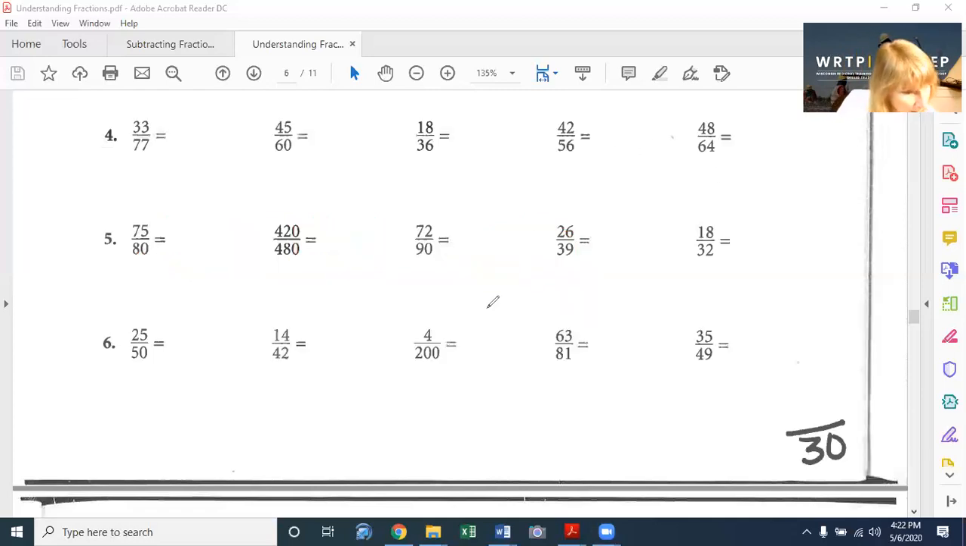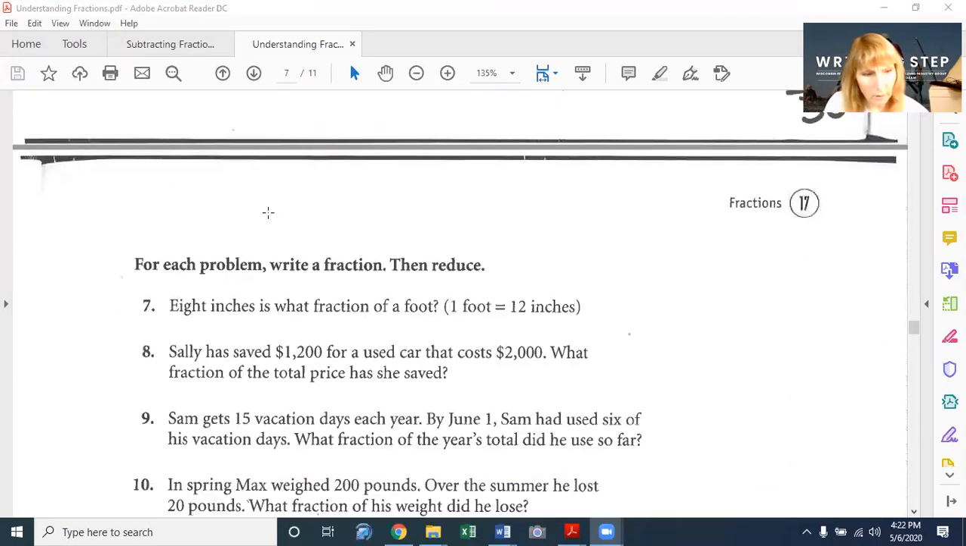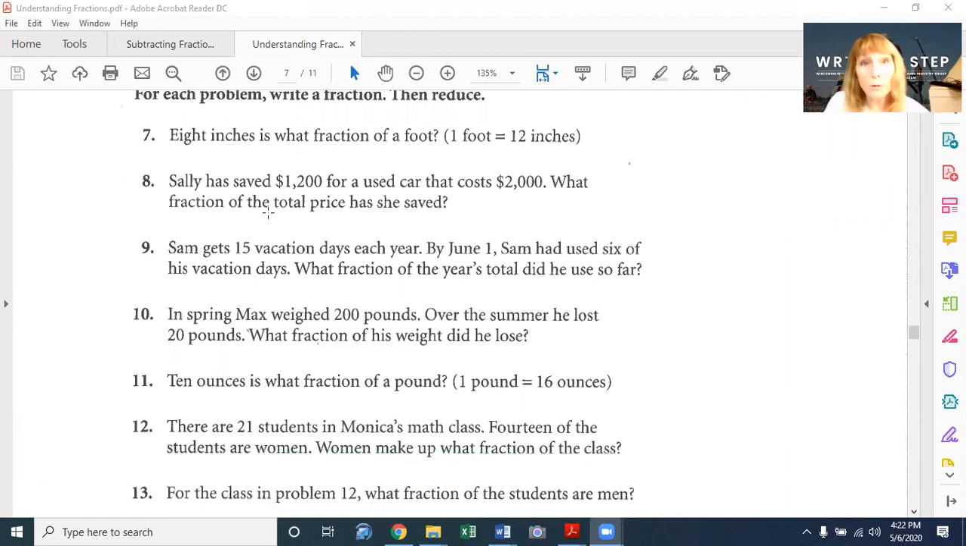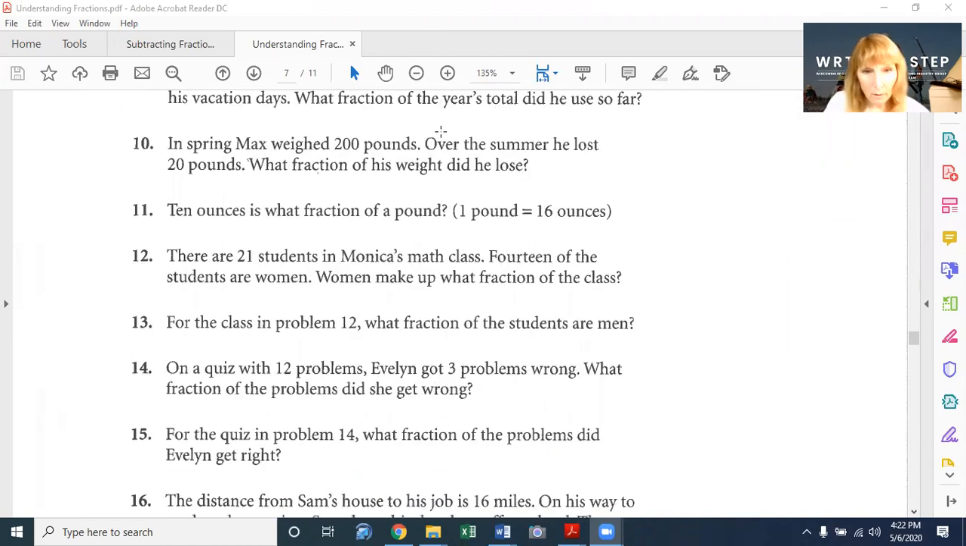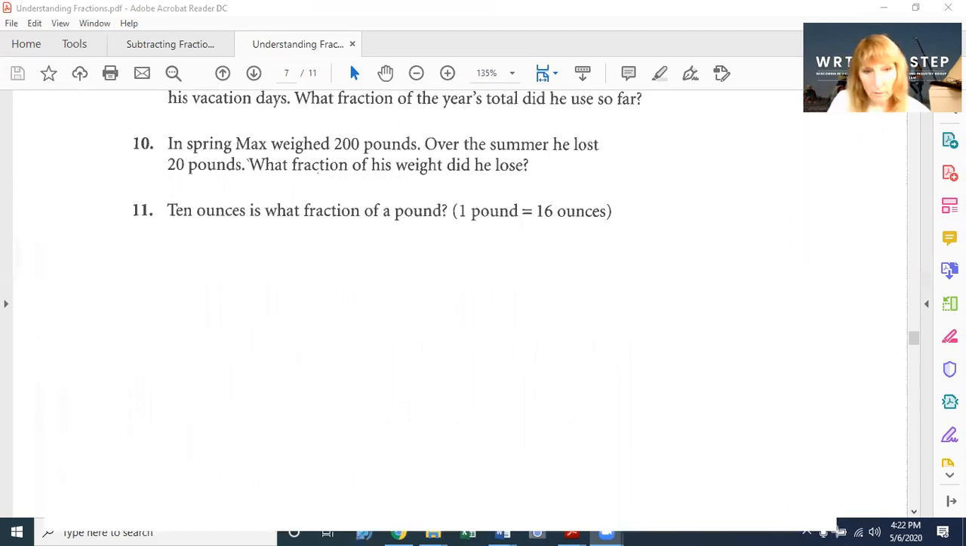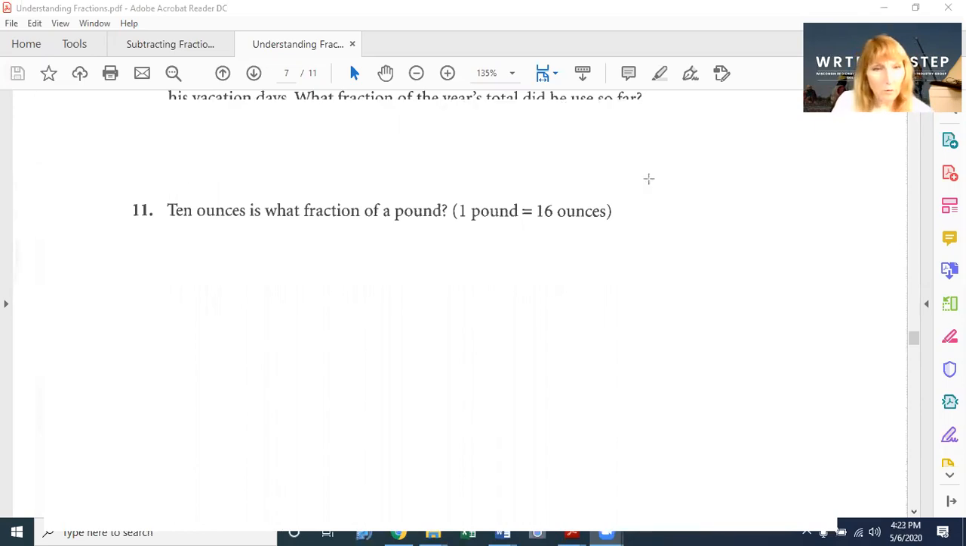And let's take a look at some word problems. We'll scroll down here. Let's look at problem number 11. So, get rid of all of this and get rid of number 10 there. Let's look at number 11. It says 10 ounces is what fraction of a pound?